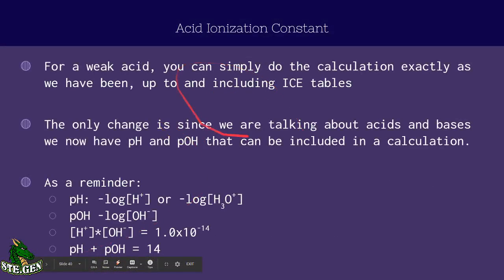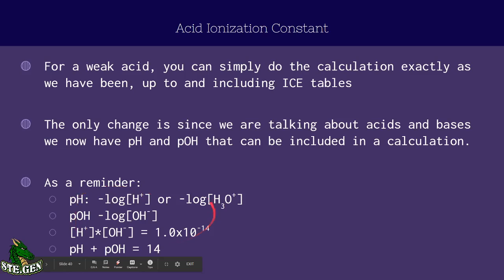Now, for weak acids, you basically just do everything the same way we've been doing. In fact, we've done a calculation involving a weak acid. I believe it was acetic acid in an earlier section. That was actually using a Ka. We just generalized it as a Keq. The major change for us, though, is that we can involve pHs, pOHs, and stuff like that.